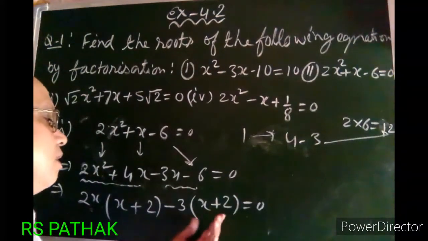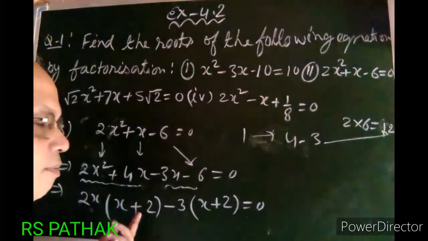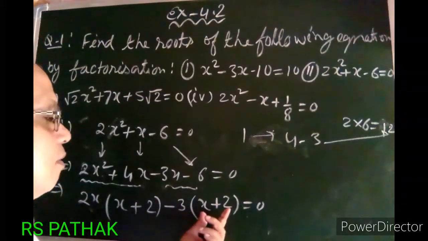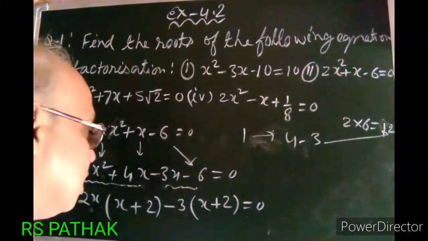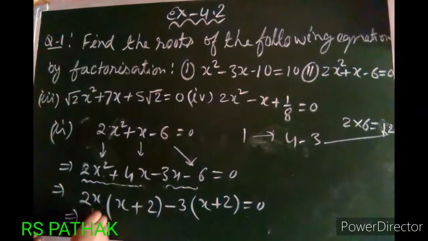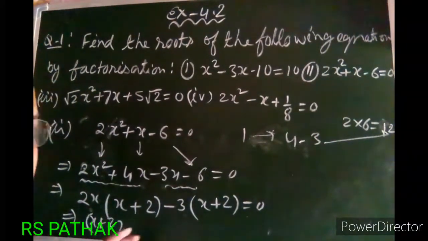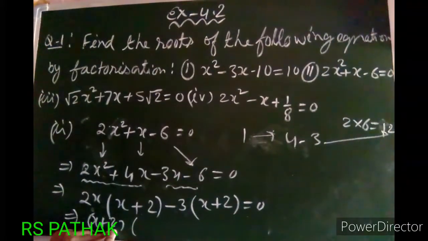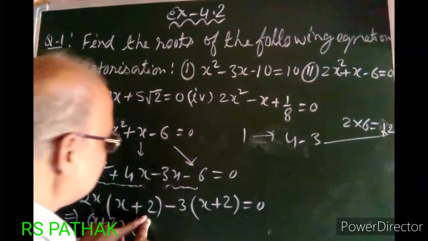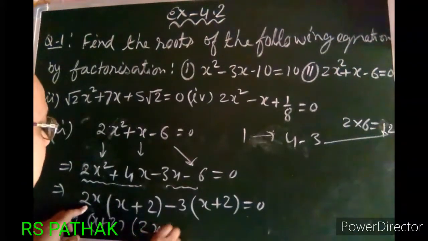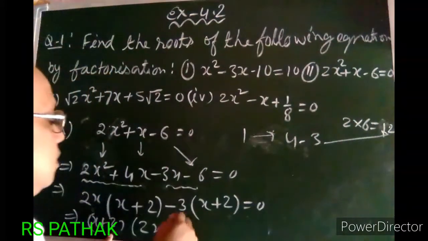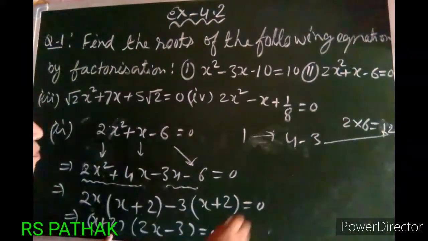Now I am taking the common between the brackets. Between the brackets means x plus 2, x plus 2. Both the quantities under the bracket are same, therefore I will take the common as whole the bracket, x plus 2. After taking the common, I will divide by x plus 2. 2x will remain same. Minus x plus 2 will divide x plus 2, minus 3 will remain same, equals 0.